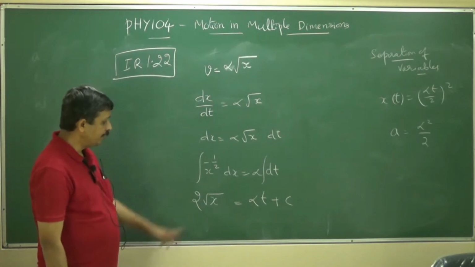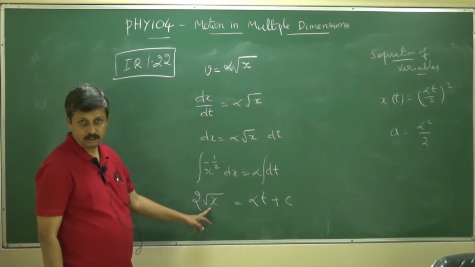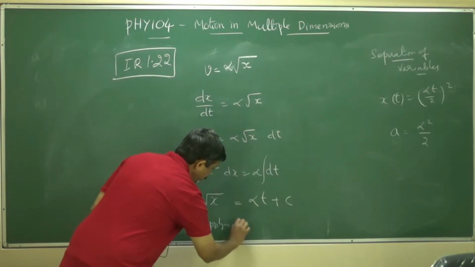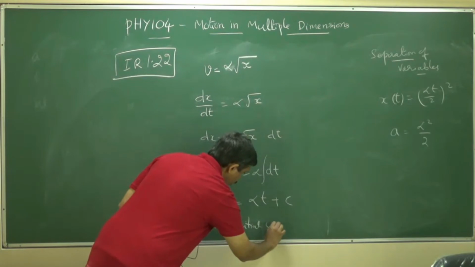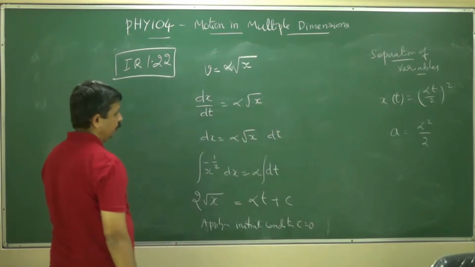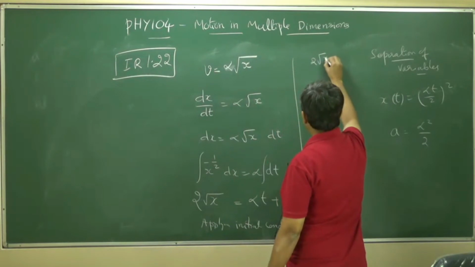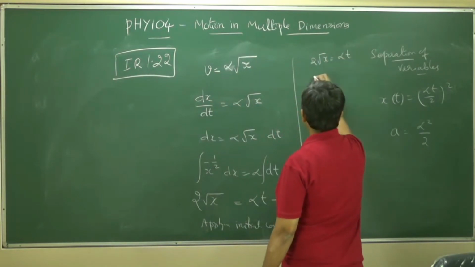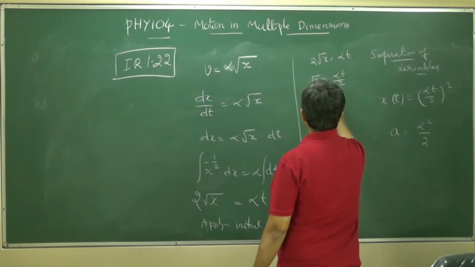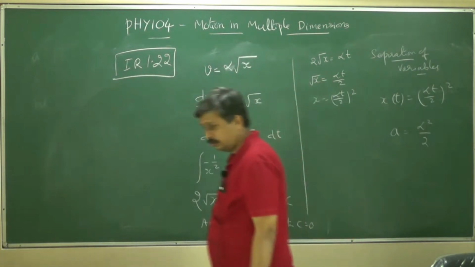Okay. So based on the initial conditions, when t is equal to 0, x is equal to 0. That we have been told. Applying initial conditions, C is equal to 0. Therefore, 2 root x is equal to alpha t. So, root x is equal to alpha t by 2. X is equal to (alpha t by 2) whole square. That's what we got.